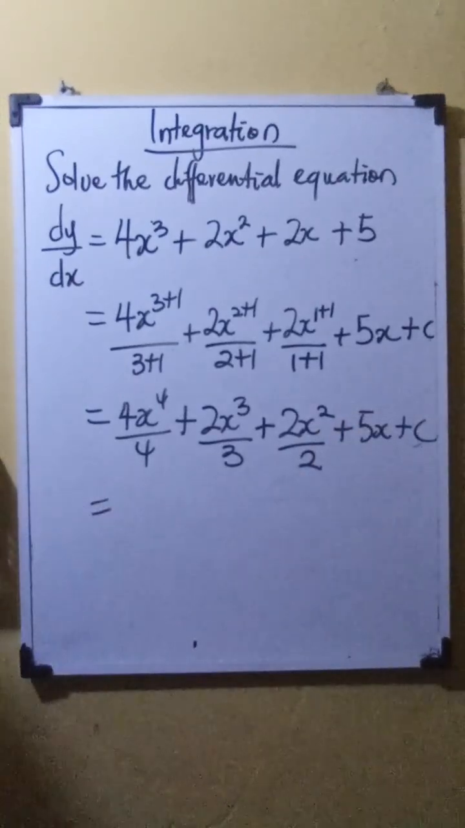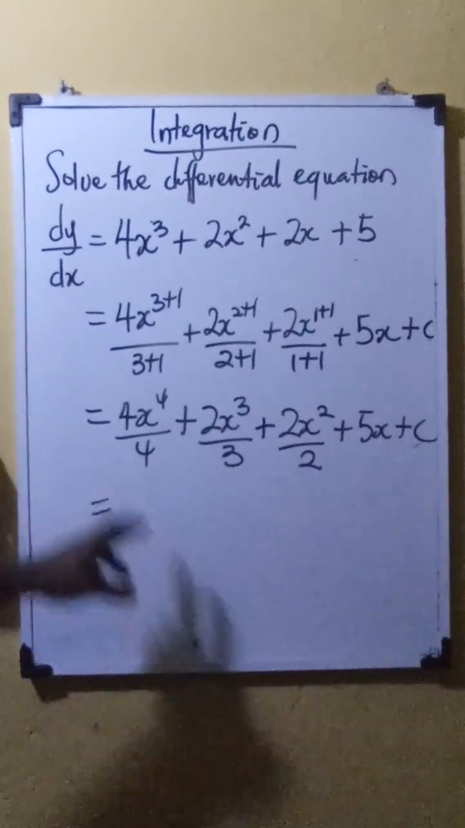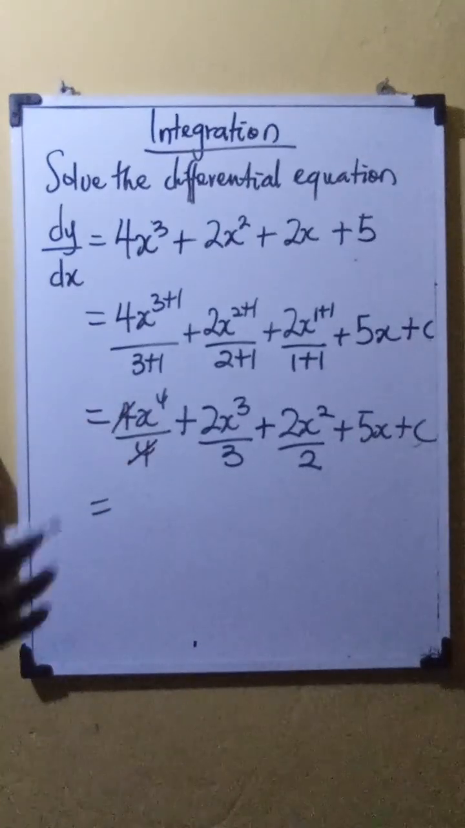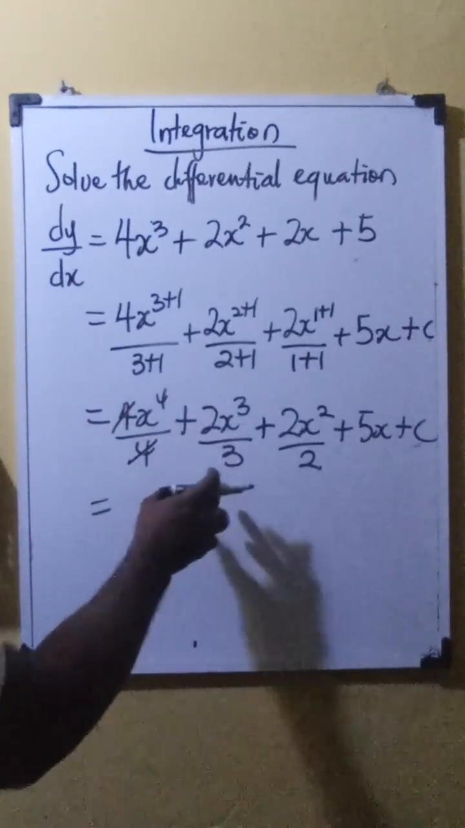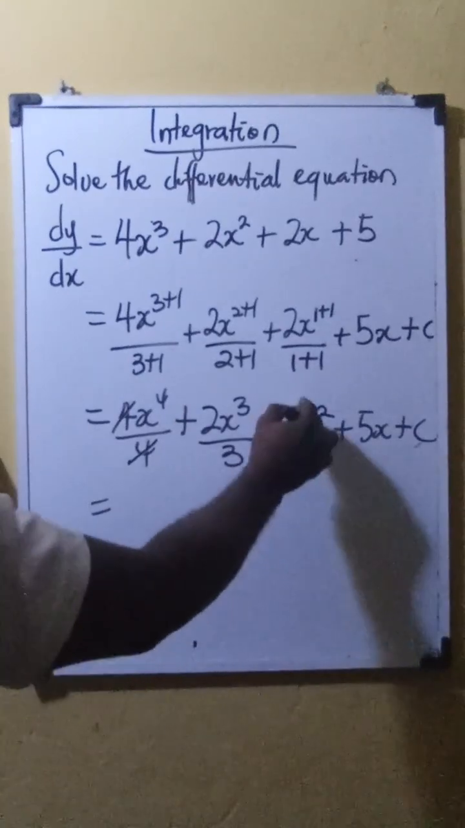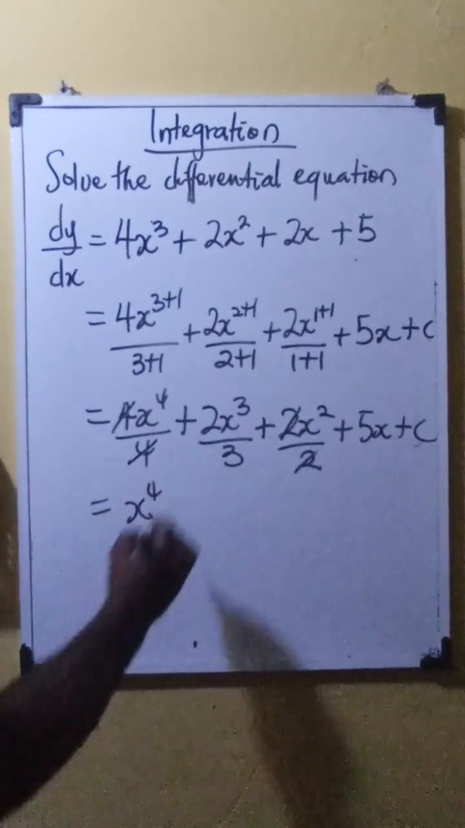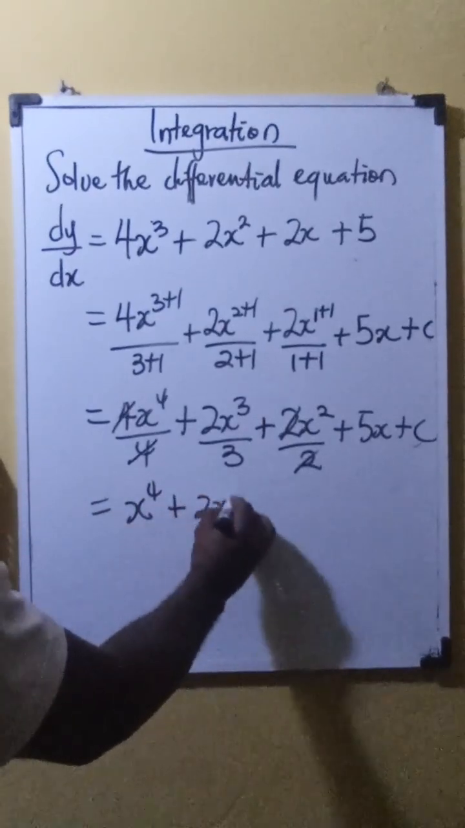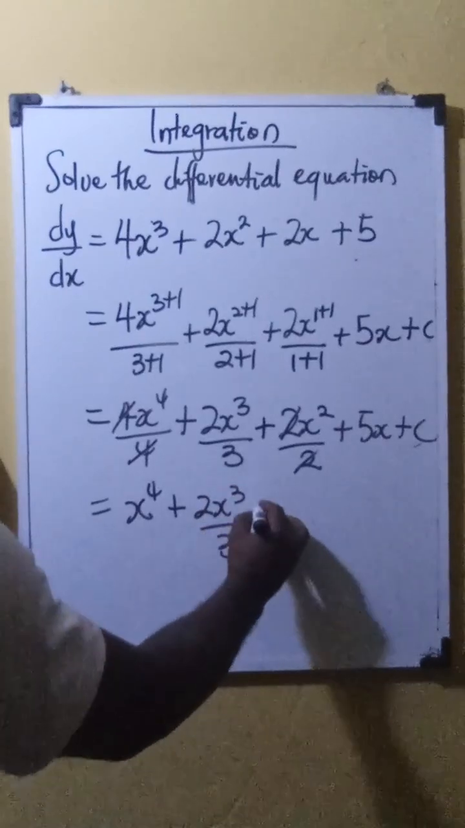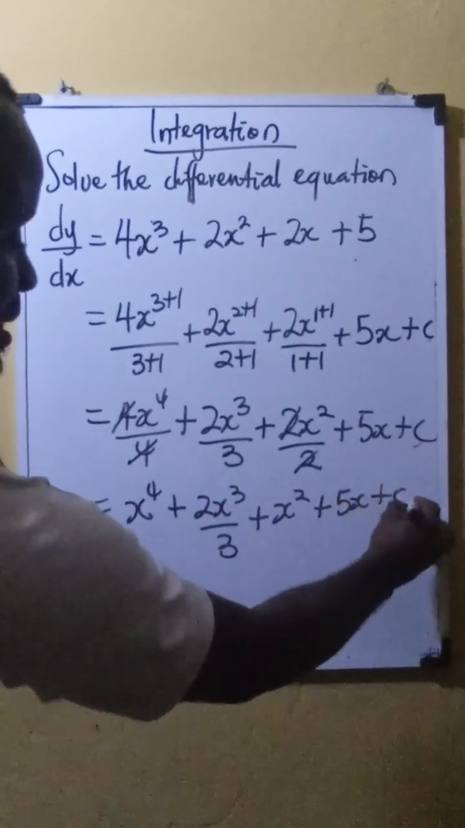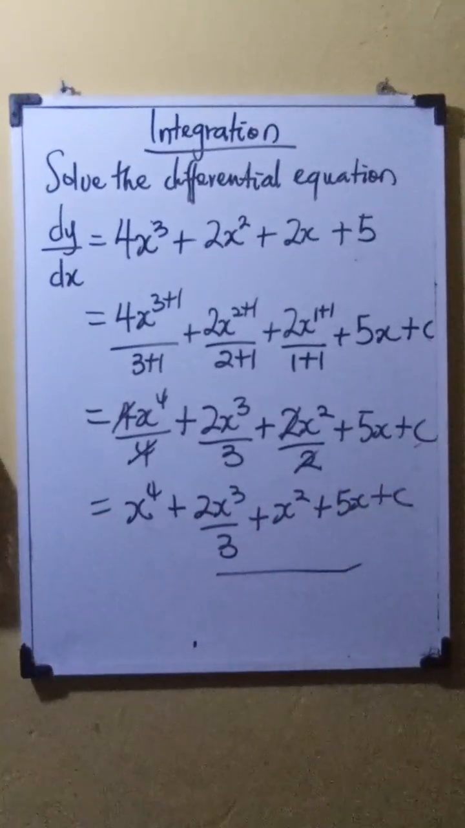Now, if you check very well, you can break this further. So you go ahead, you say, this divided by this, that is gone. That is 1. So we can't do this further. We leave it this way. So we take this out, and so what we are going to have is x raised to the power of 4 plus 2x cubed divided by 3 plus x squared plus 5x plus c. And now that gives you your final answer. I hope that is clear.